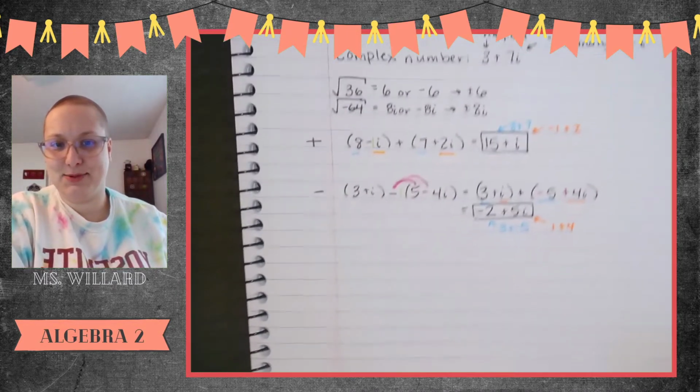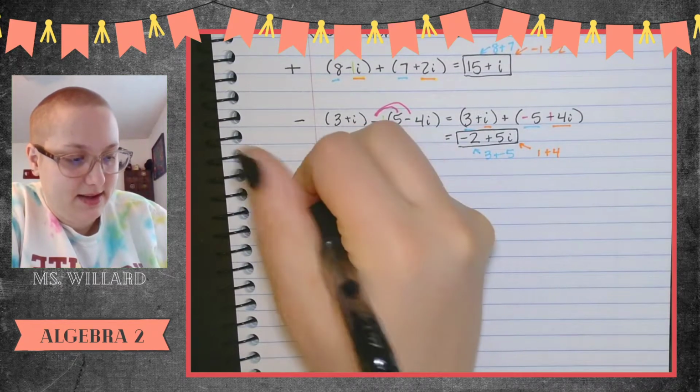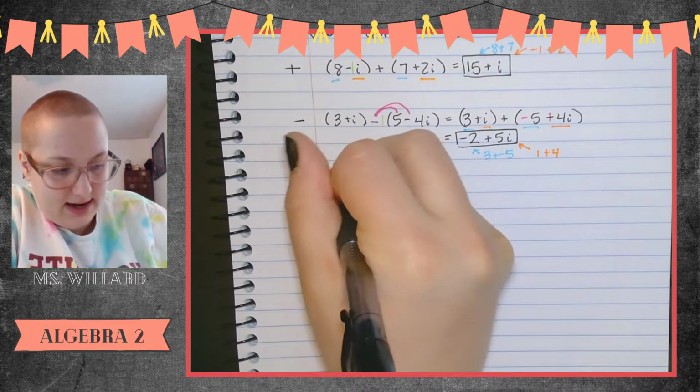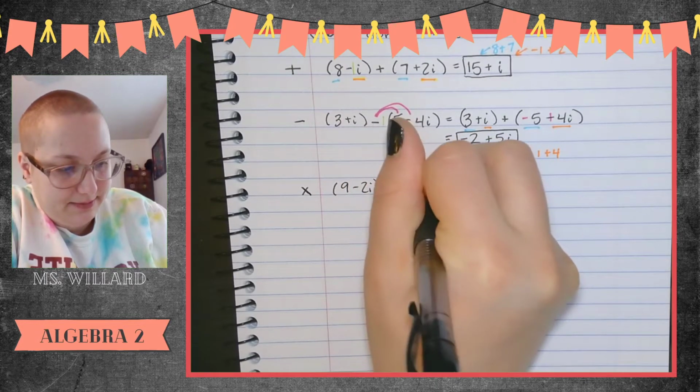Okay, that's adding, subtracting. Do you want to try multiplying? No, you don't, but we're going to do it anyways. So we can add, subtract, or multiply. Let's do 9 minus 2i times negative 4 plus i.